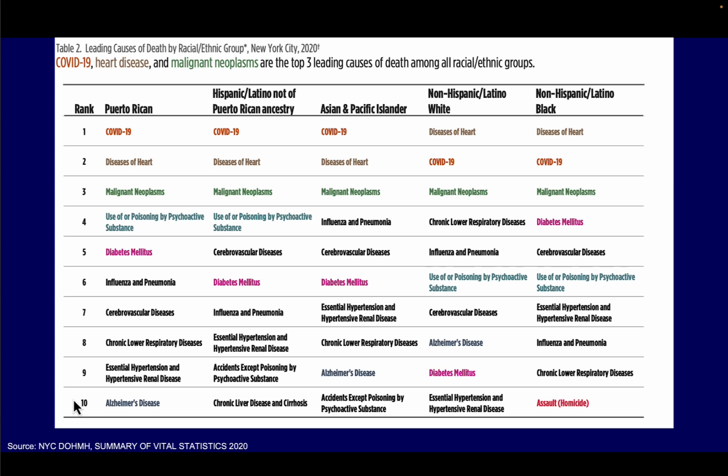Looking at the top 10 causes of death in 2020 by race ethnicity, you can see that in some groups, COVID-19 was the leading cause of death, including among Puerto Rican and other Hispanic or Latino New Yorkers and Asian Pacific Islanders.